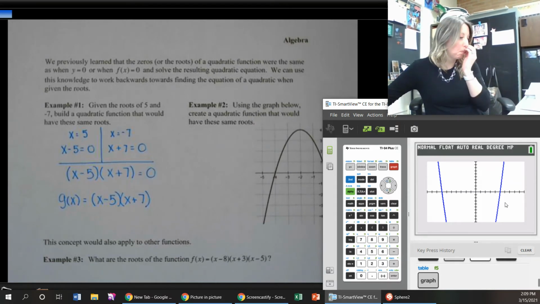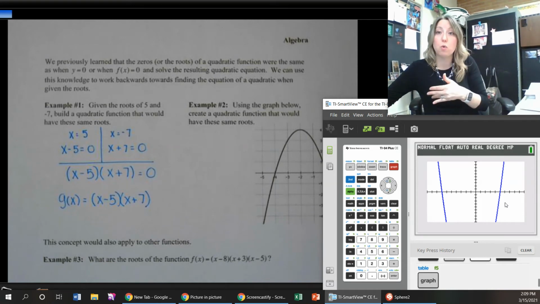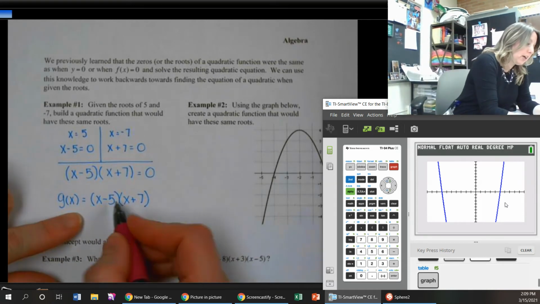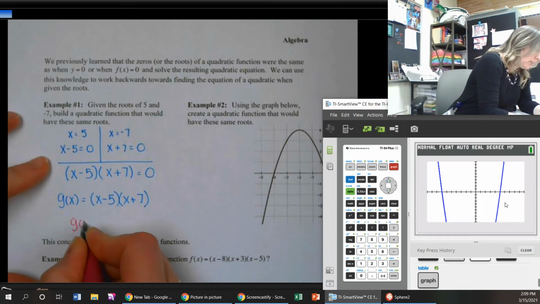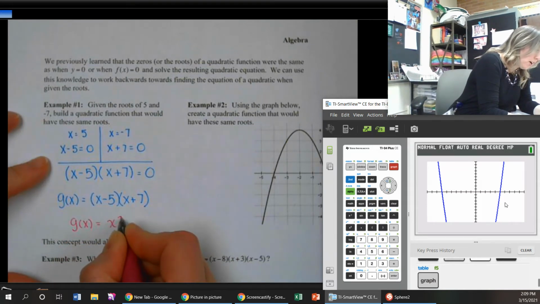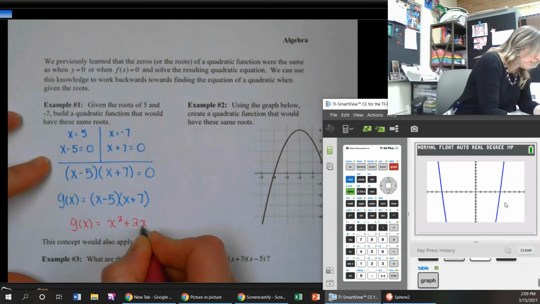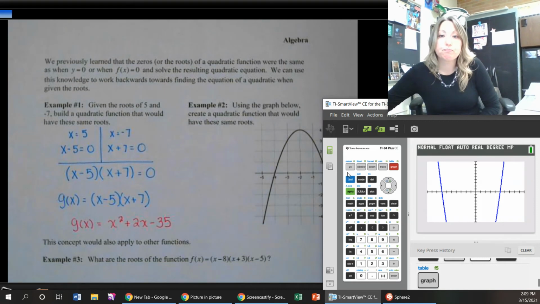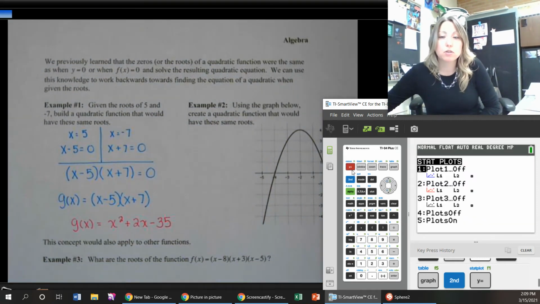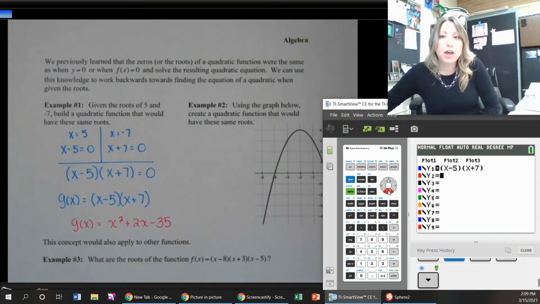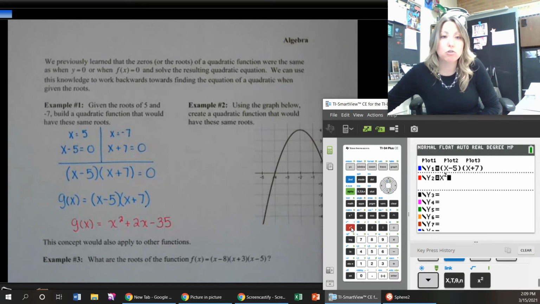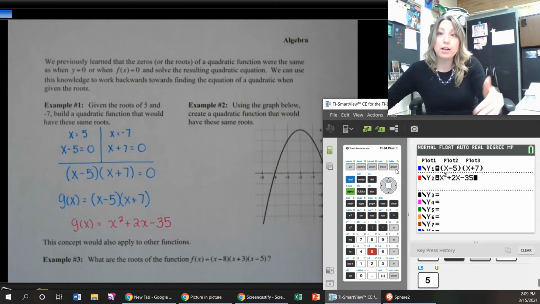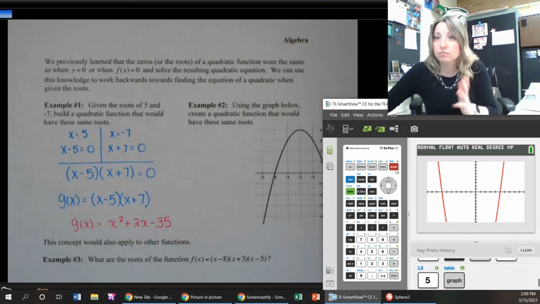You could FOIL that out if you wanted to. If I wanted to FOIL this out, my equivalent equation would be x squared plus 2x minus 35. And again, to check that, I go to y equals and put that in right here, to verify that I have FOILed correctly. These end up being exactly the same function when graphed. So the red should cover the blue completely. And there we have it.